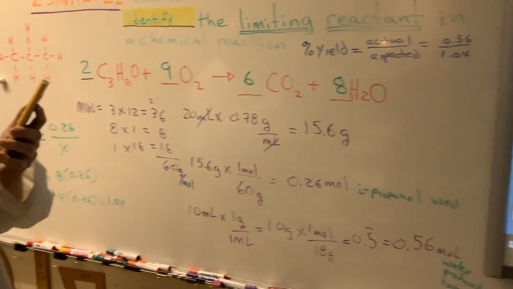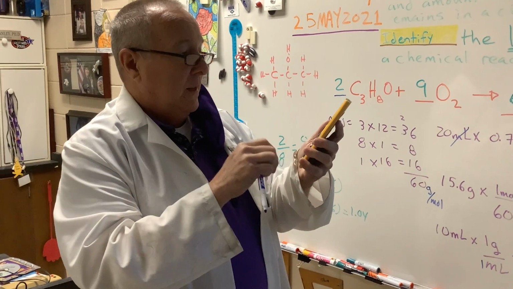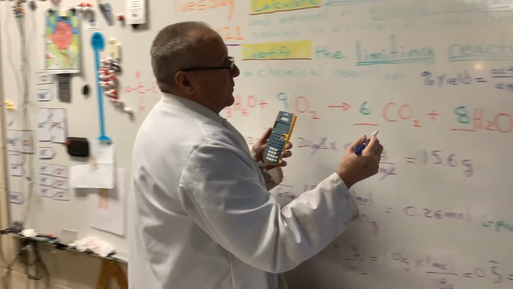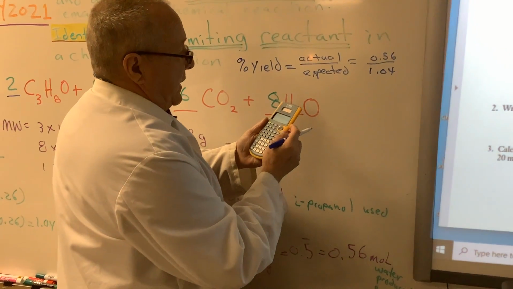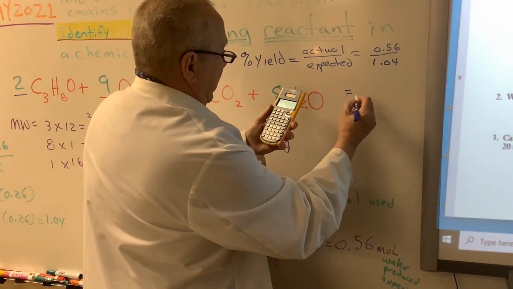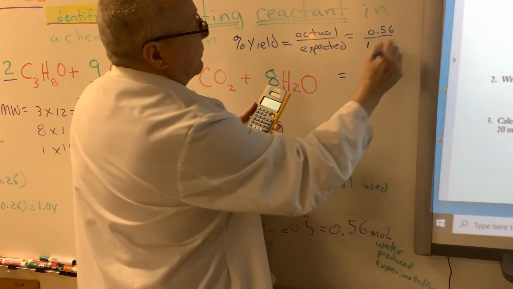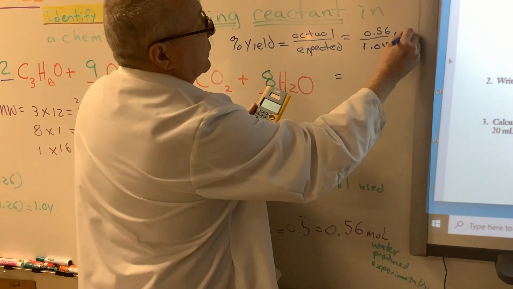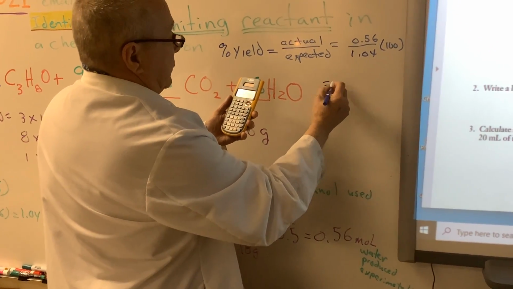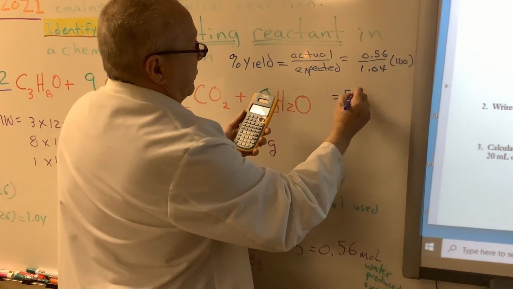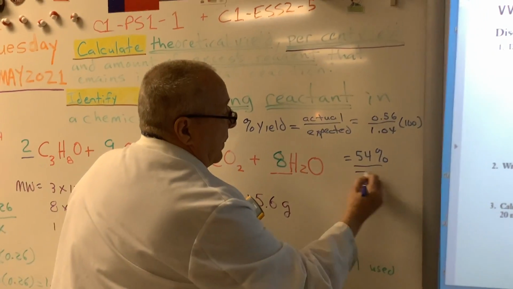So 0.56 divided by 1.04 times 100% is equal to 0.538461538. Don't give me that. Keep significant figures. And my fraction would be 0.54. But of course, this is a percent, so we multiply it by 100. So my percentage would be 54%. And that's my yield.